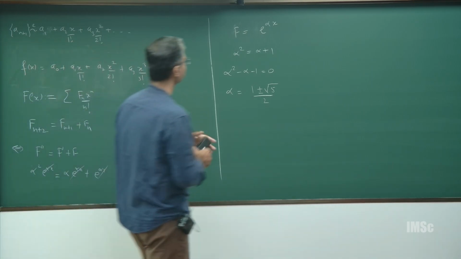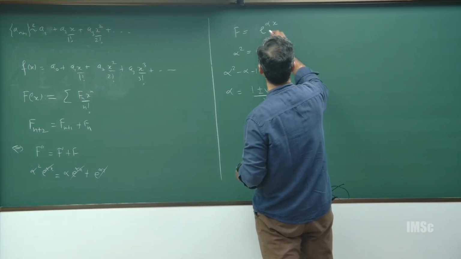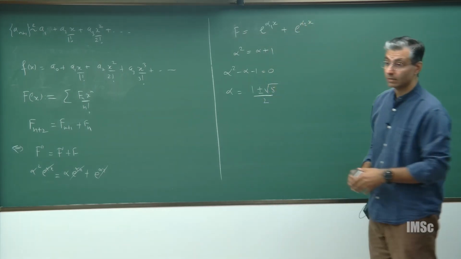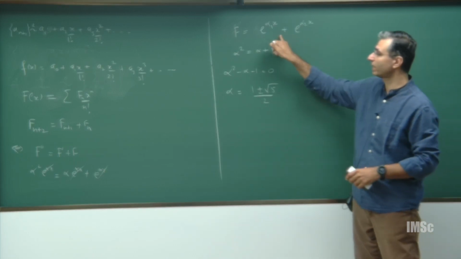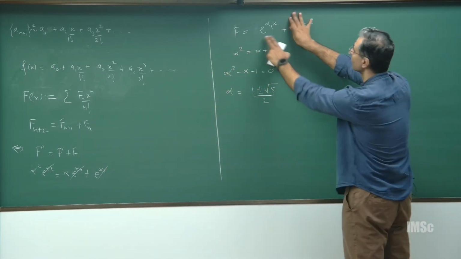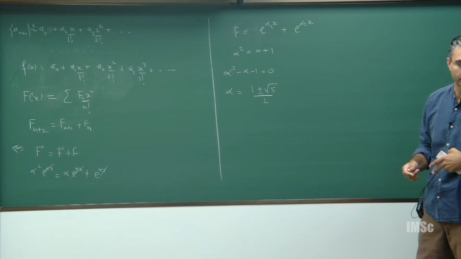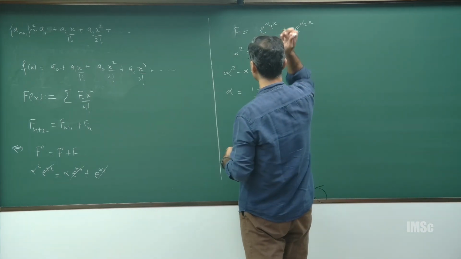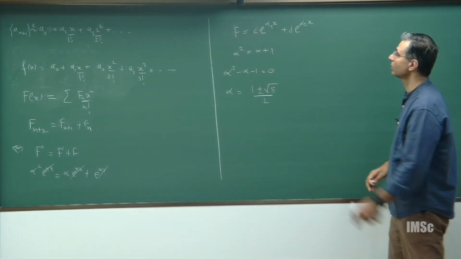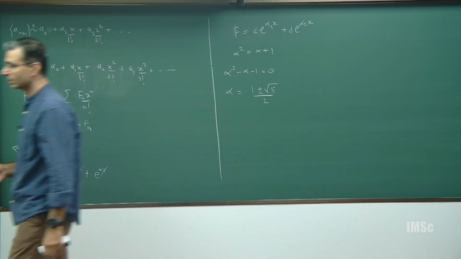I mean, not alpha, but f can be a linear combination. Even this will satisfy the same equation, because this satisfies the same equation and this satisfies the same equation. So their linear combination also satisfies the same equation. So we can write C and D, and we just have to figure out what C and D are; that will give us the answer.